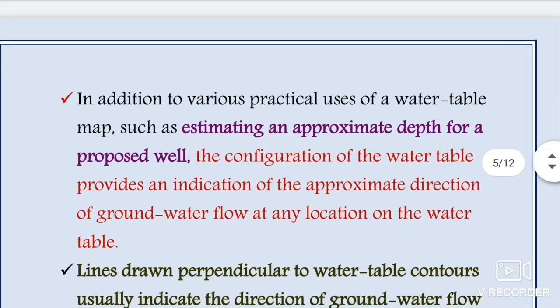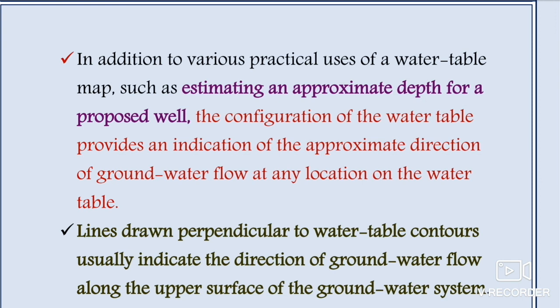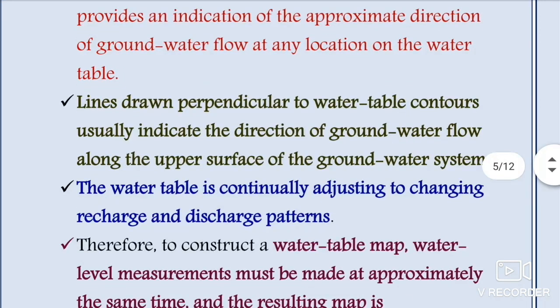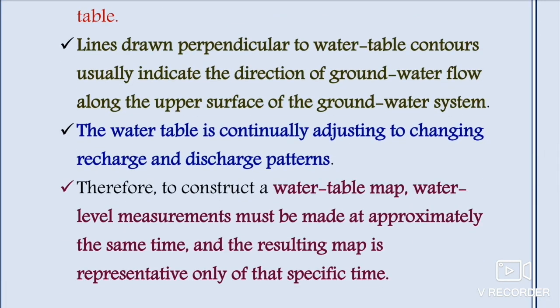In addition to the various practical uses of water table maps, such as estimating an approximate depth of a proposed well, the configuration of the water table provides an indication of the approximate direction of groundwater flow at a location. So we can identify the groundwater flow movement as well as the approximate depth for a proposed well. These are quite important. The lines drawn perpendicular to the water table contours usually indicate the direction of groundwater flow along the upper surface of the groundwater system.